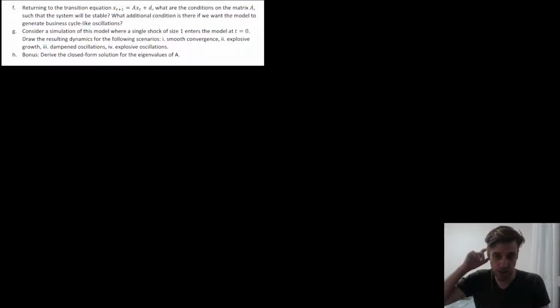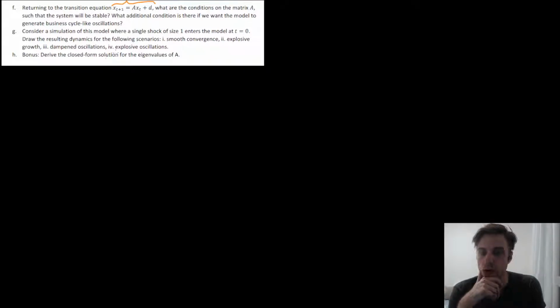Let's look at the last three questions for the Samuelson multiplier accelerator model. Okay, so the first question asks us, we're going back to the transition equation. We now know that this is called the transition equation. And it says, what are the conditions on the matrix A such that the system will be stable? So this is a memory test.